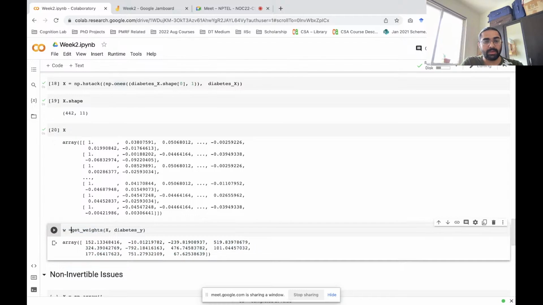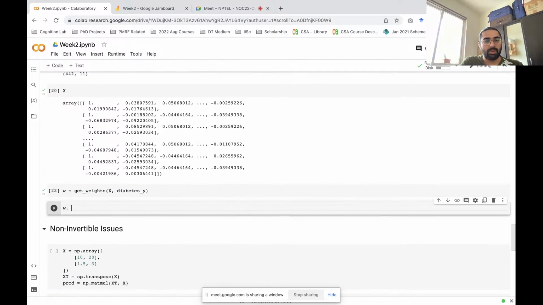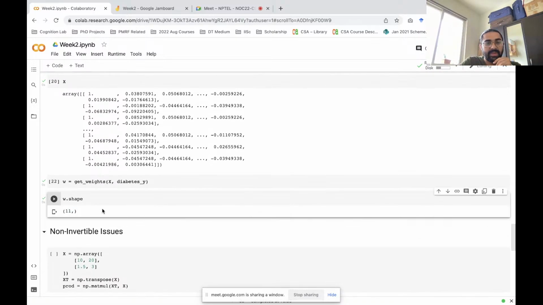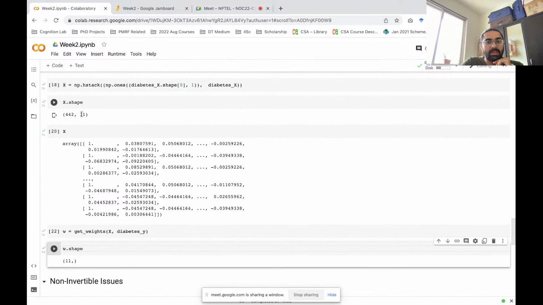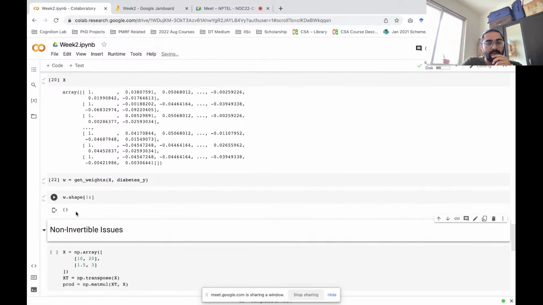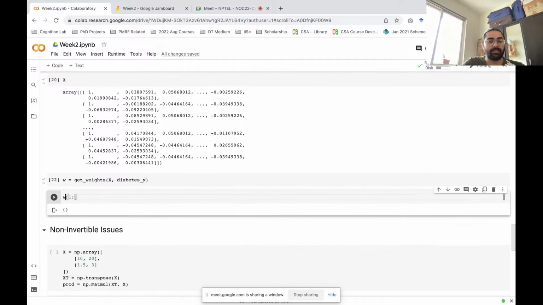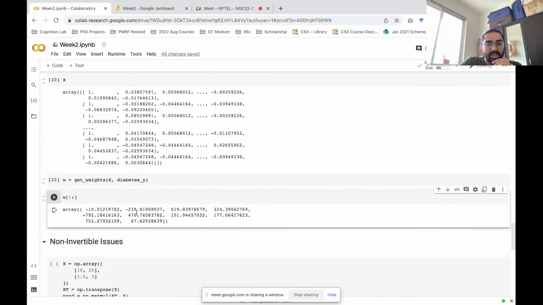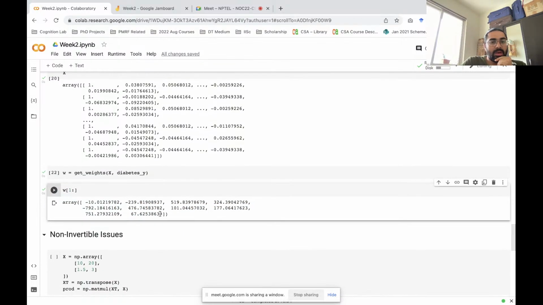So if you see here, w.shape is going to be an 11 dimensional vector, because I have the first one being the bias and the remaining 10 being the coefficients for the actual 10 variables that we have, right?